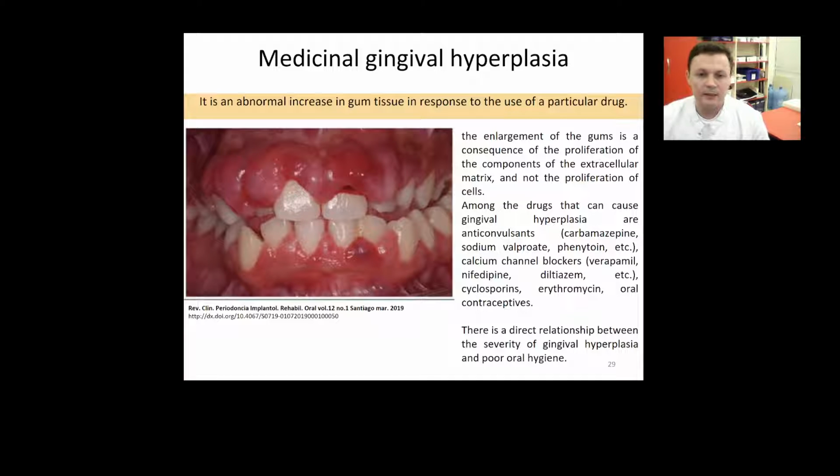Among the drugs that can cause gingival hyperplasia are anticonvulsants, calcium channel blockers, cyclosporines, erythromycin, and oral contraceptives. There is a direct relation between the severity of gingival hyperplasia and poor oral hygiene.